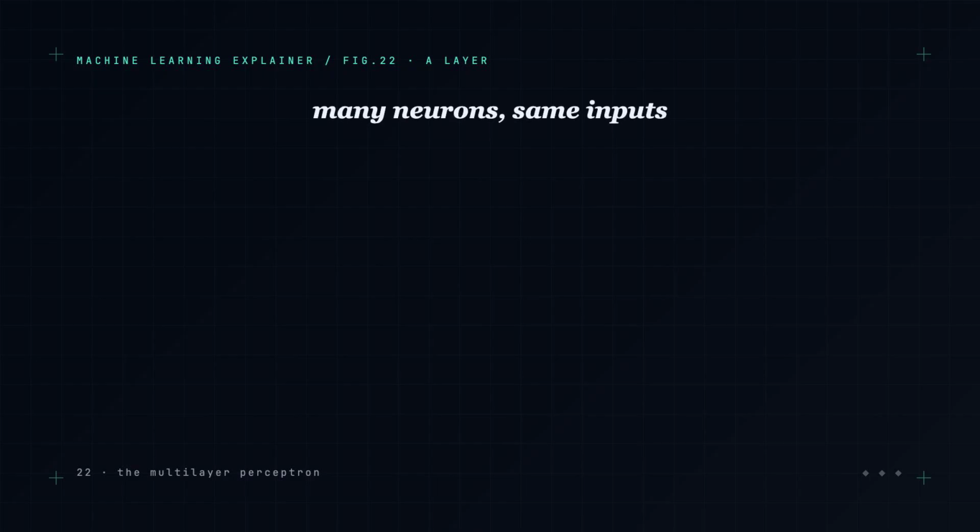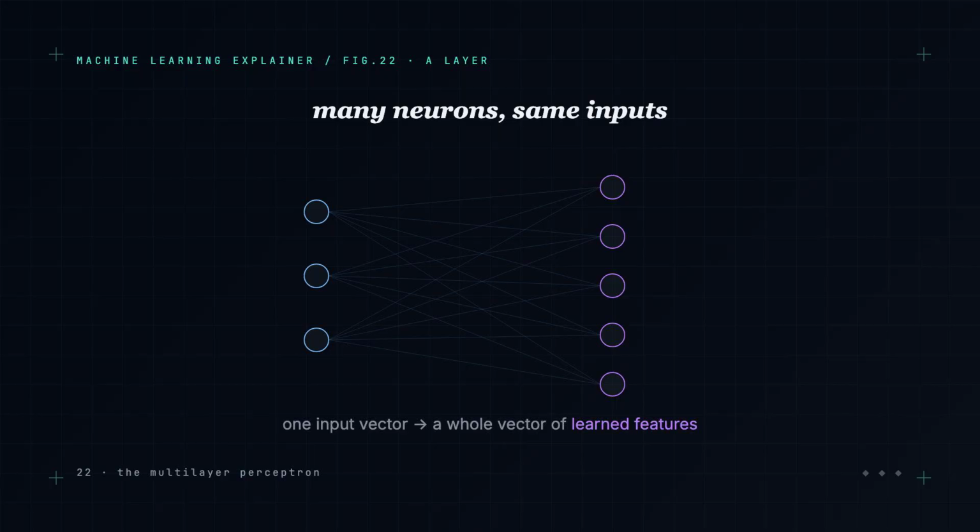Put several neurons side by side, all reading the same inputs, each with its own weights. That's a layer. Where one neuron detects one pattern, a layer detects many at once. One might fire for edges, another for color, another for texture. A layer turns a single input vector into a whole vector of learned features.